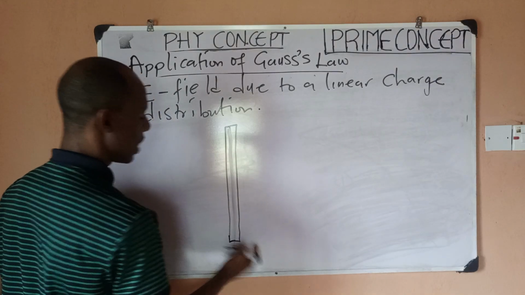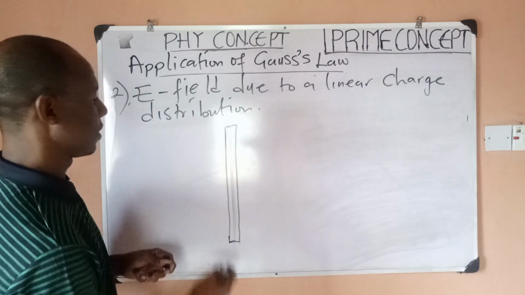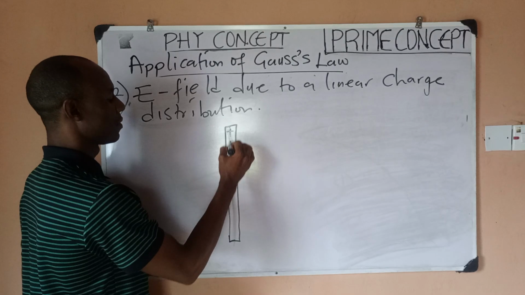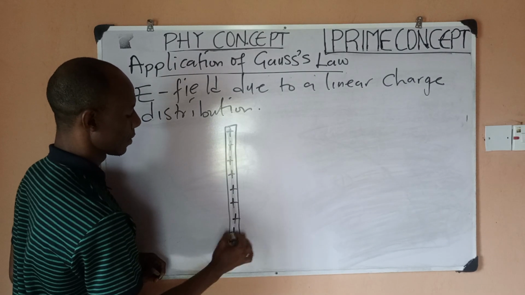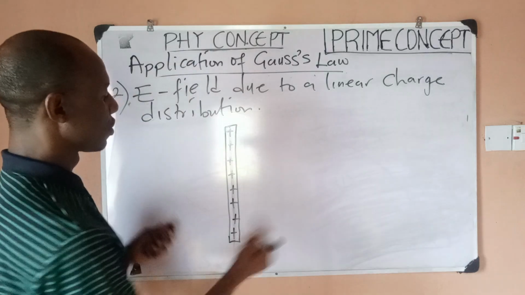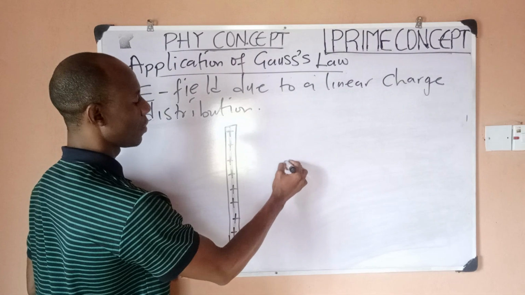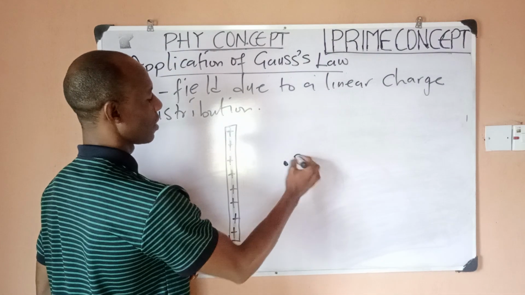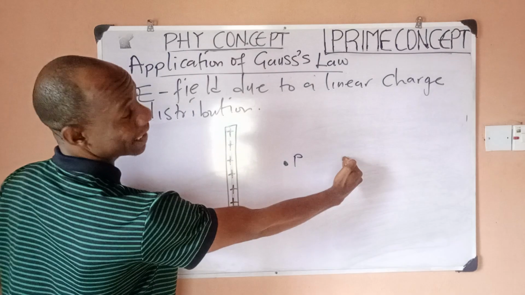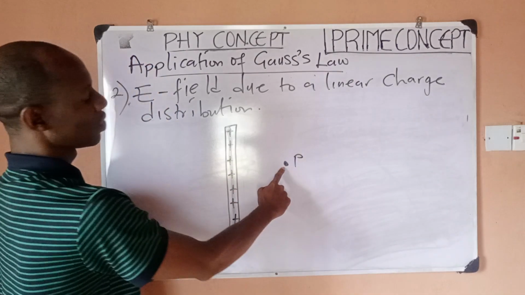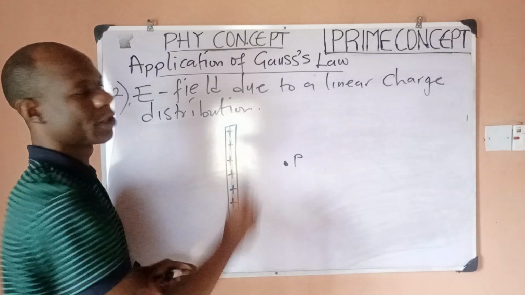So say this is my wire, very long, but I just have to draw it like this. And it carries positive charge like this. Now, I want to find the electric field at some point, at this point. Let me call it point P. I want to know what the strength of the field would be. I can check at any point, so I want to check what the electric field at this point would be.